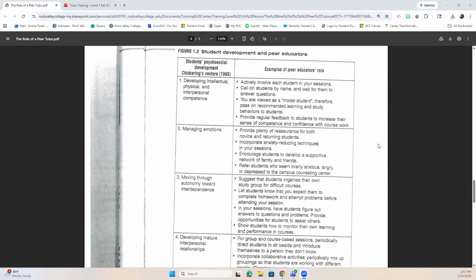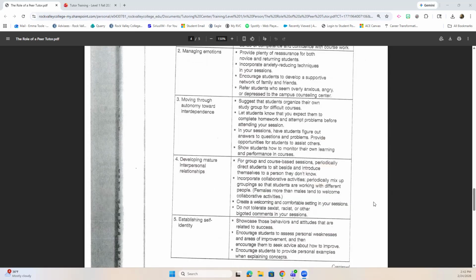Managing emotions. Provide plenty of reassurance for both novice and returning students. Incorporate anxiety-reducing techniques in your sessions. Encourage students to develop a supportive network of family and friends. Refer students who seem overly anxious, angry, or depressed to the campus counseling center.